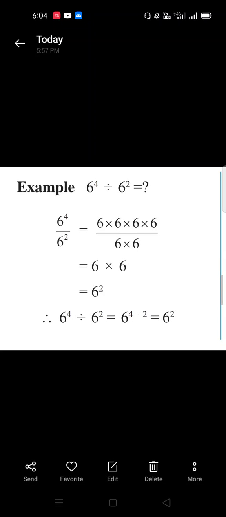Welcome back, students. Let's continue the chapter Indices. In today's class, we have studied the first point: division of indices with the same base.